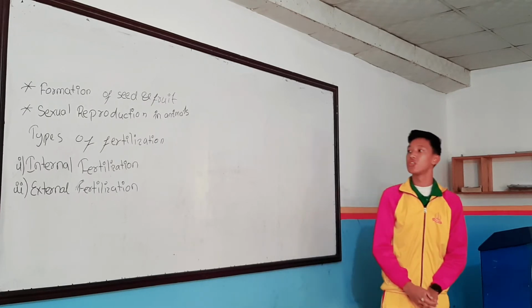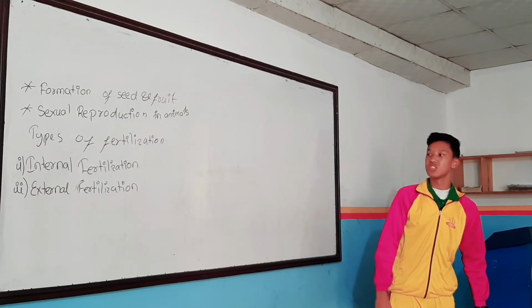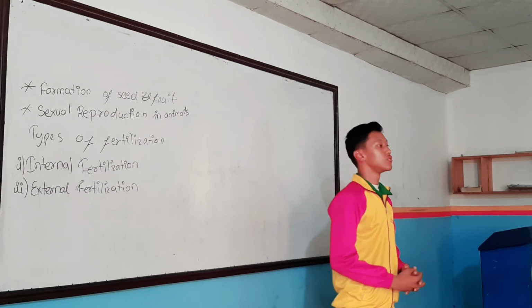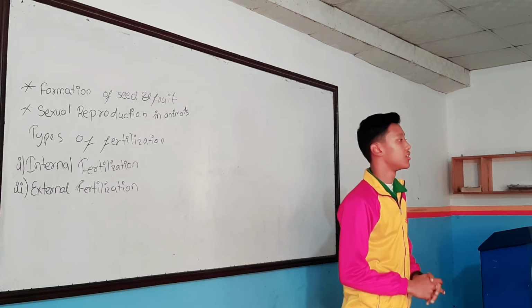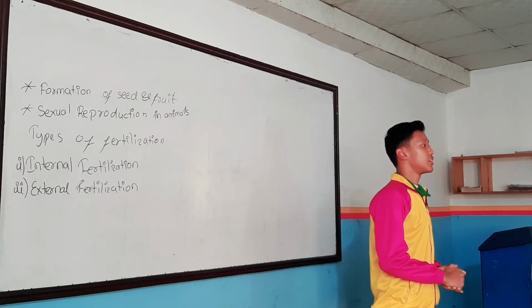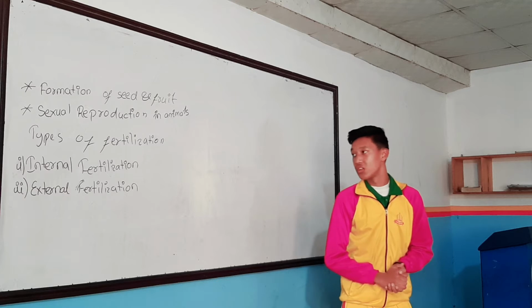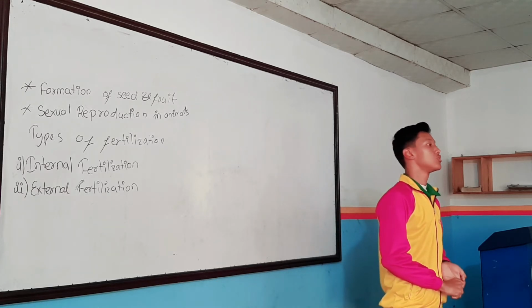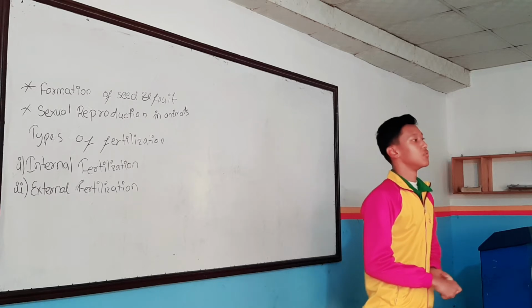There are two types of fertilization. One is internal fertilization and one is external fertilization. The fertilization which takes place inside the female body is known as internal fertilization. It is mainly found in the animals which stay underwater.